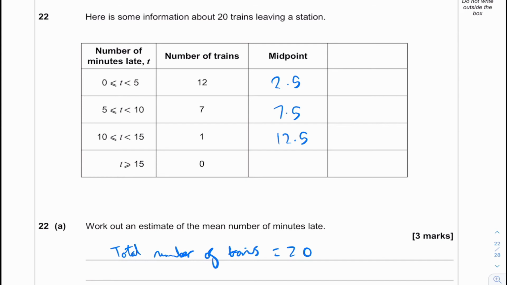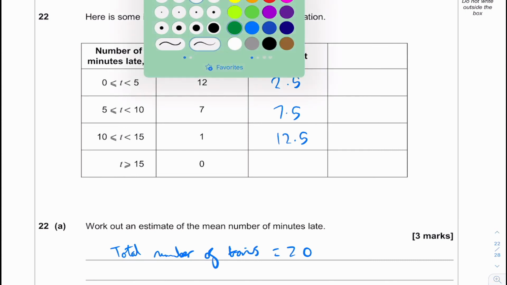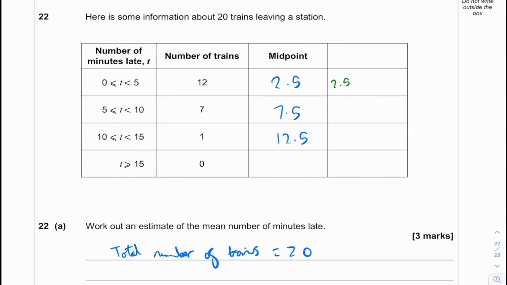What we then need to do is, with our midpoint, which is an estimate about how late each train was for this category, we need to multiply our estimate for minutes late by the number of trains that fell into this category. So the total number of minutes late combined for all 12 trains will be equal to 2.5, the midpoint, multiplied by 12. For the next column, the midpoint 7.5 multiplied by 7, and the final column 12.5, the midpoint multiplied by 1.